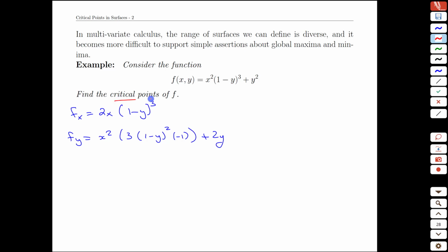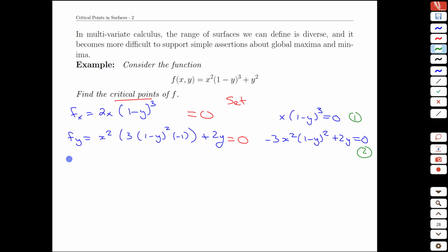Then, to identify critical points, we set both of those equal to 0. What that gives us here is 2x equals 0. We can actually get rid of the 2, because it equals 0, we can divide through by 2. This other expression here is a little more complicated, but we can at least bring some of the constants out front. We have negative 3x squared times (1 minus y) all squared, plus 2y. Equation 1 and equation 2.